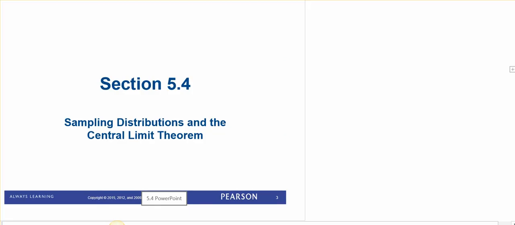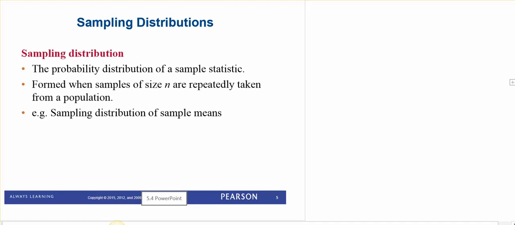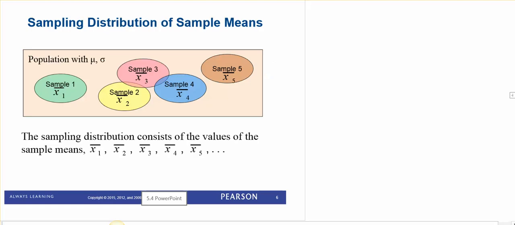So in 5.4, we're going to look at sampling distributions and what in the world is the central limit theorem. Our objectives here are how to find the sampling distributions and how to apply the central limit theorem. A sampling distribution is the probability distribution of a sample statistic, for example, like X bar. And it's formed when samples of size n are taken over and over and over again from your population. So it is a sample of the sample means, so to speak.